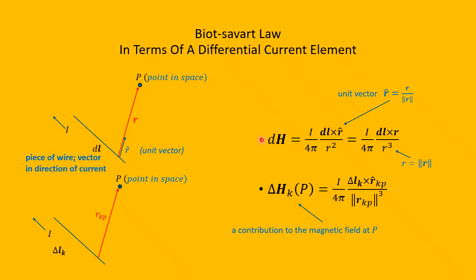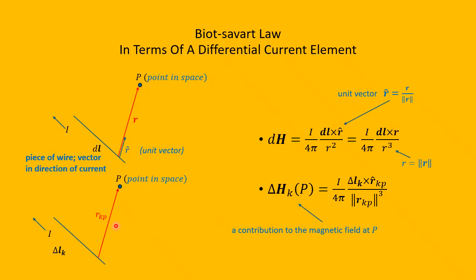We'll let the vector r hat be the unit vector in the same direction as r. In that case, we have dH equals I over 4 pi, dl cross r hat over r squared. But since r hat is equal to r divided by the norm of r, if we plug this in, we can also rewrite it as I over 4 pi, dl cross r, over the norm of r cubed instead of the norm of r squared. This difference in the denominators is because of the difference in the numerator, r hat here, r here.